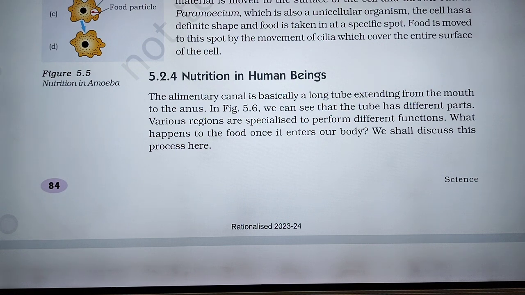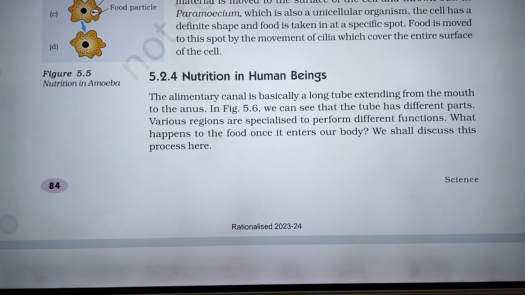Now, nutrition in human beings. The alimentary canal is basically a long tube extending from the mouth to the anus. This is shown in the figure 5.6.